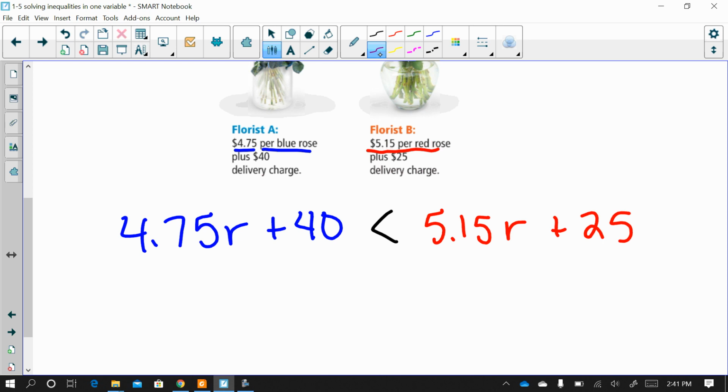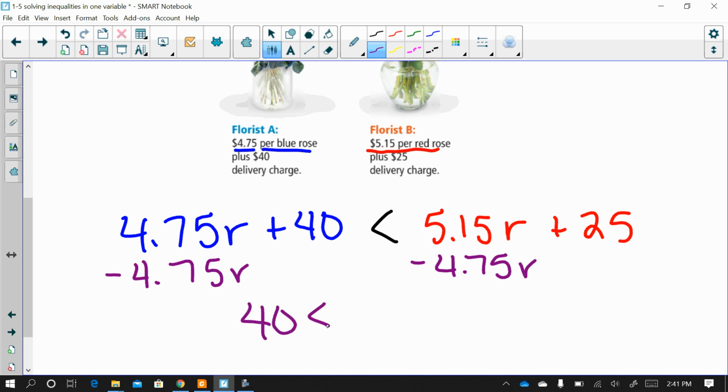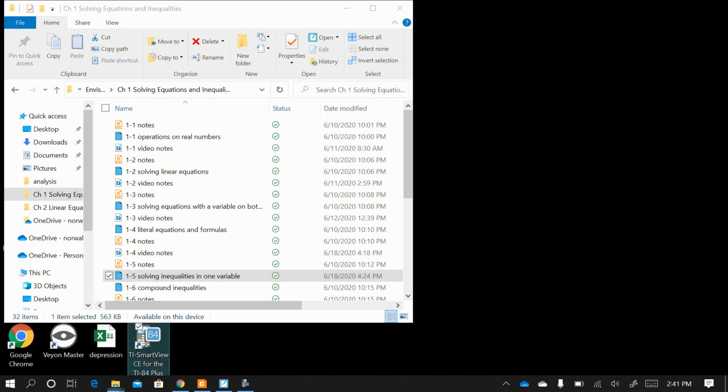So let's go ahead and solve. Get all of our r's on one side, everything else on the other. So I like to move the smaller of the r's, so we're going to subtract 4.75r. So I'm left with 40 is less than, let's see, 5.15 minus 4.75 is 0.4. And let me pull up a calculator. We can check that real quick.